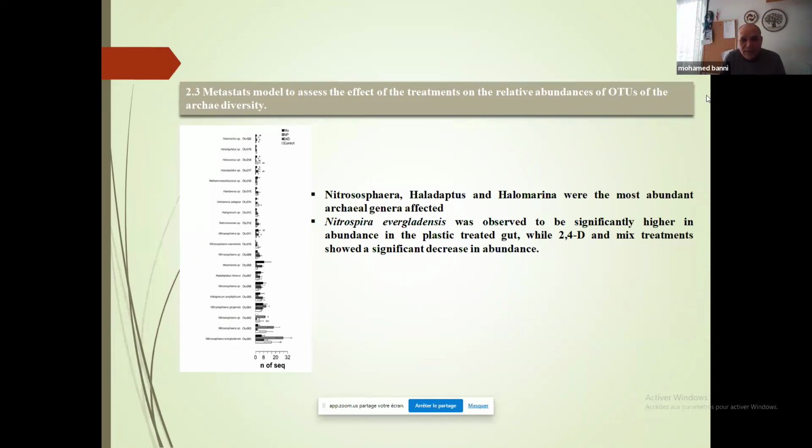In fact, there is a big difference between control, animals exposed to 2,4-D, to microplastic, and to the mixture. The main families are listed here, Nitrososphaera, for example, which are implicated in the cycle of nitrogen. And these are crucial bacteria. You also have bacteria that are implicated in the cycle of carbon, in the cycle of sulfate, and so on.